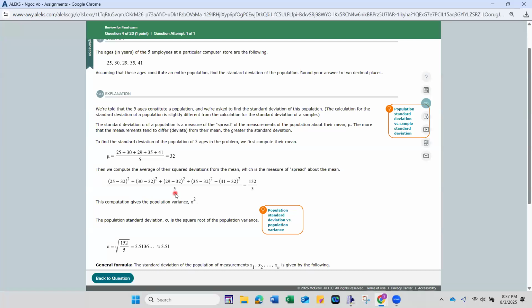And later divide by the number of data. I have 5, so divide by 5. We are almost there. First, you need to find the division and then take the radical. So I have a population standard deviation of 5.51.